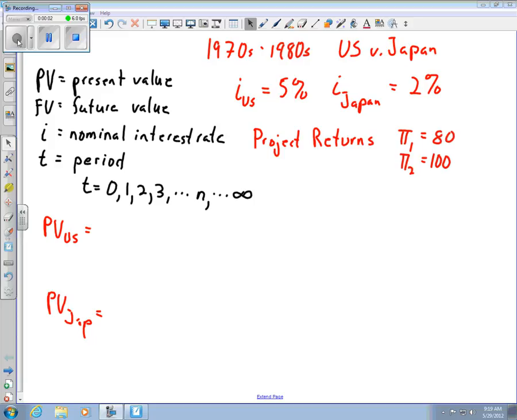So here's the use of present value. Back in the 1970s and 1980s, American management was under a lot of pressure. This is when the Japanese were really starting to show up in the U.S. economy. The Japanese firms had access, obviously, to Japanese capital sources, so they borrowed at 2%.